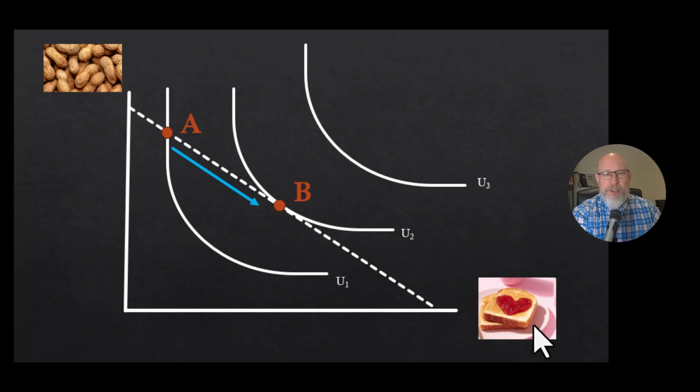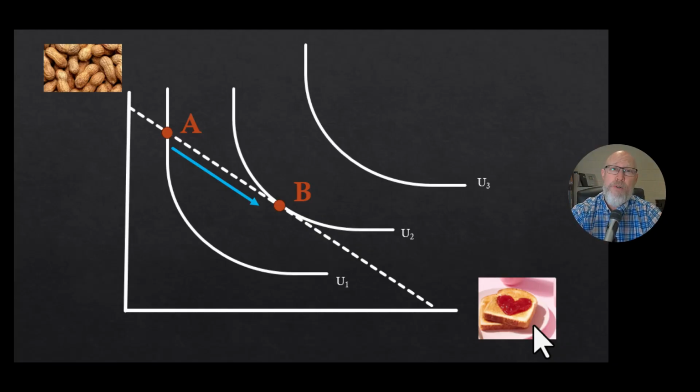We are maximizing utility subject to a budget constraint, and this is the normal situation. Let's imagine you're trying to figure out the optimal consumption bundle, the optimal mix of peanut butter and jelly to put on your peanut butter and jelly sandwich. We have our preference map with our 3 indifference curves that represent levels of utility, U1, U2, U3. As you go up and to the right, you gain more utility.